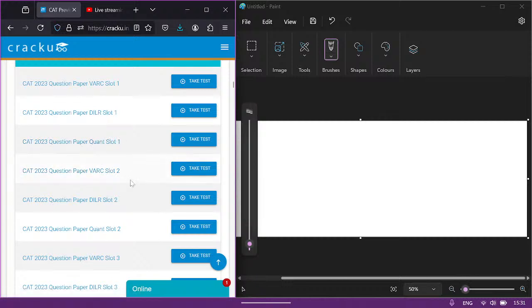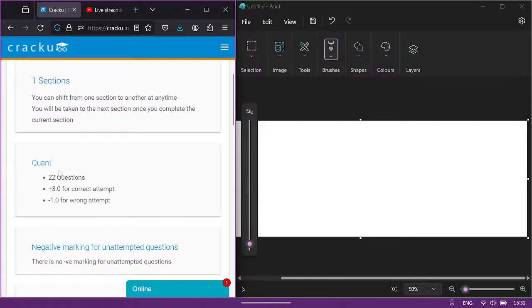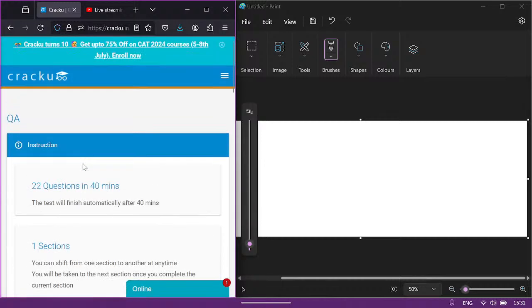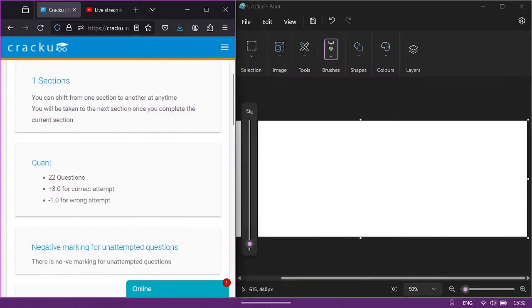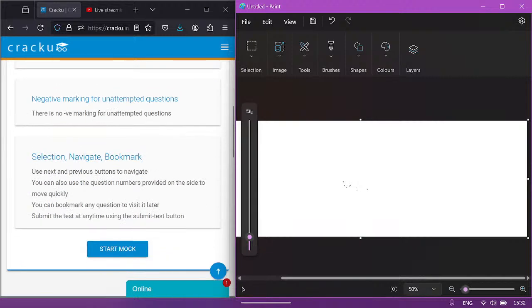then I'll start with quant. We had given quant slot 1. We had got 12 questions correct. And we'll give now quant slot 2. Okay, so there are 22 questions, plus 3 minus 1. So I think I'll just start with the mock. I'll have to work a lot. Right. So we'll just start.